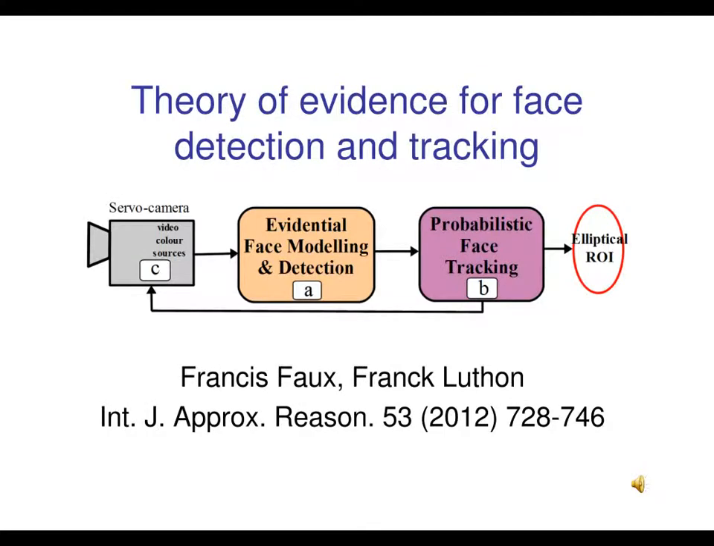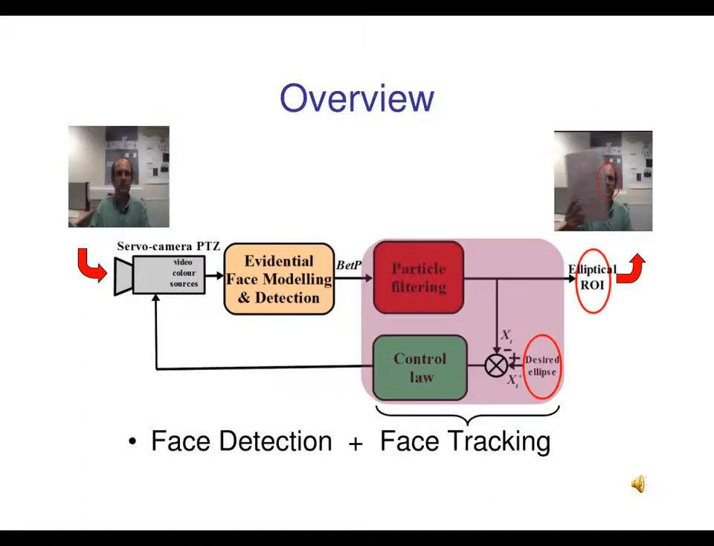This audio slide presents our work about theory of evidence for face detection and tracking, published in 2012. Here is an overview of the context. The goal is to automatically track the face of a person moving in front of a camera. The method works in two steps: face detection based on belief functions, then probabilistic face tracking based on particle filtering.